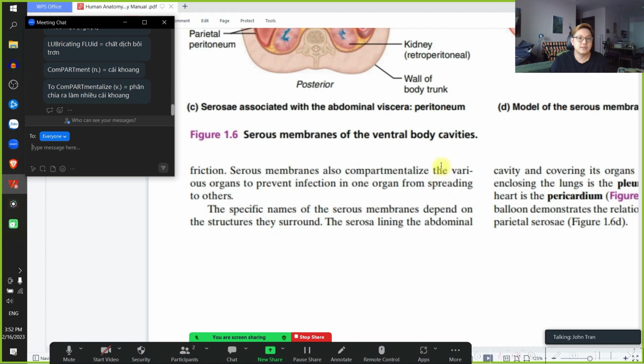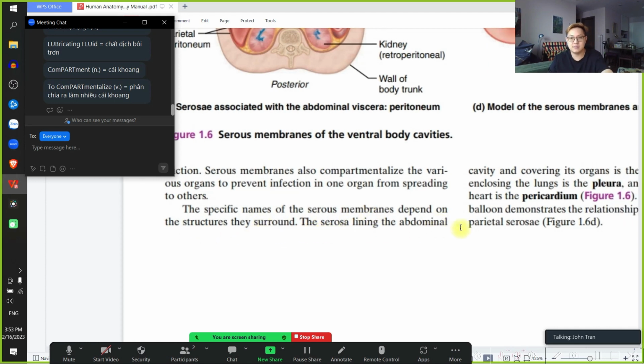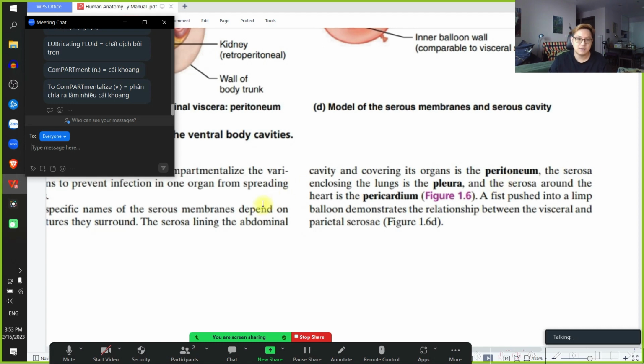it's to keep this organ in place. Tôi nghĩ là một trong những cái lý do nữa đó chính là nó giữ cho mấy cái cơ quan đó ở yên cho đó. Serous lining the abdominal cavity and covering organs is the peritoneum. Nó tùy vào những cái cơ quan nào mà chúng bao phủ xung quanh, thì đương nhiên là màng phổi có pleura, màng tim thì có pericardium, pericardium, còn màng nội tạng thì có peritoneum chứ, peritoneum.